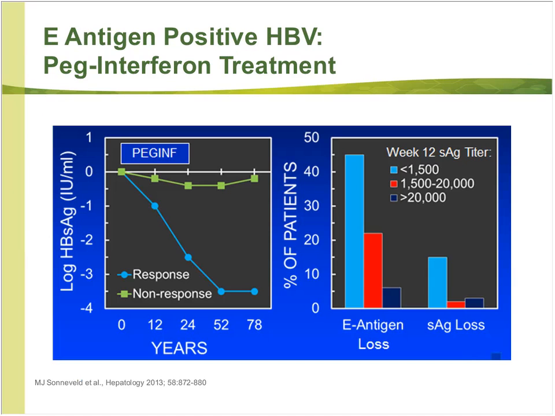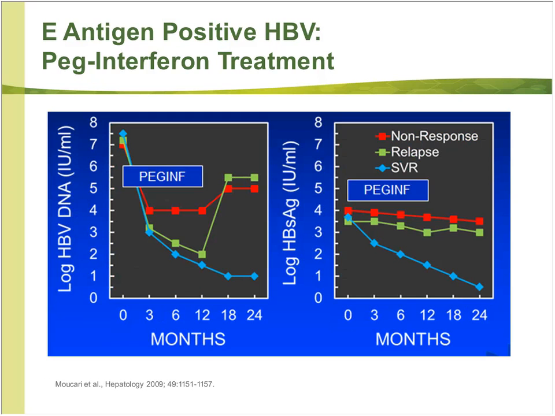Here on the percent side, on the right side, E loss and S loss, you're looking at an S antigen titer at week 12 of 1,500. So 3 months into interferon therapy, you can basically say yes or no, they're going to clear E, but better yet, yes or no, that they're going to clear S. This is by Sonnenfeld in Hepatology. This is a Western European study, mostly adult-acquired hepatitis B, but some vertical transmission.